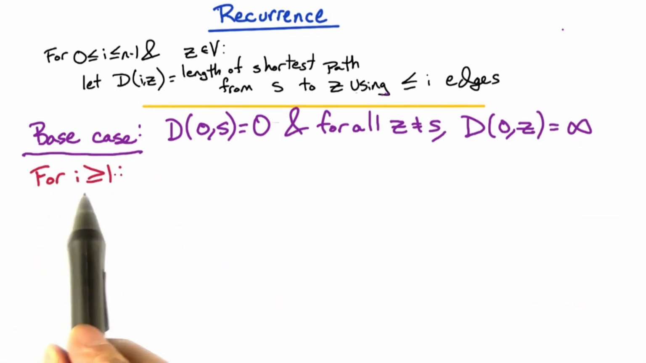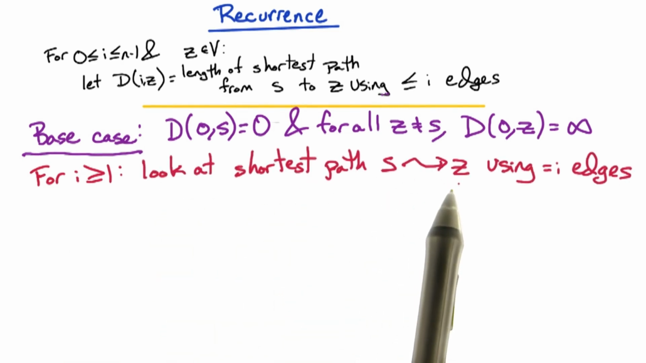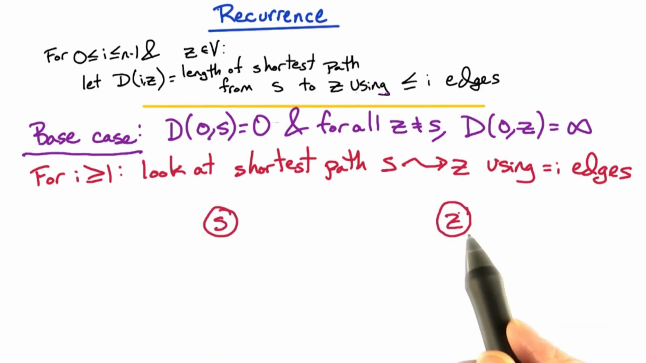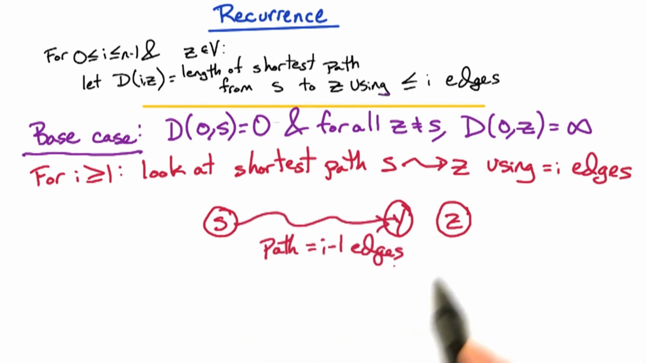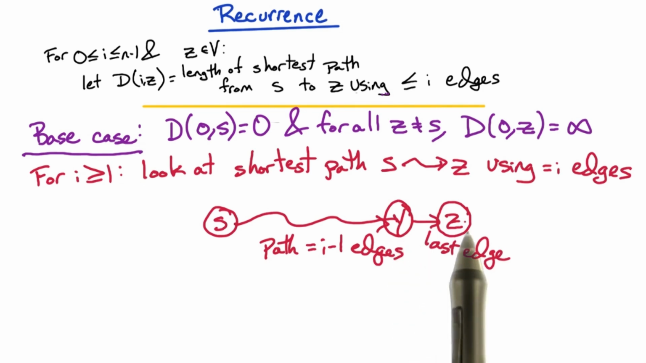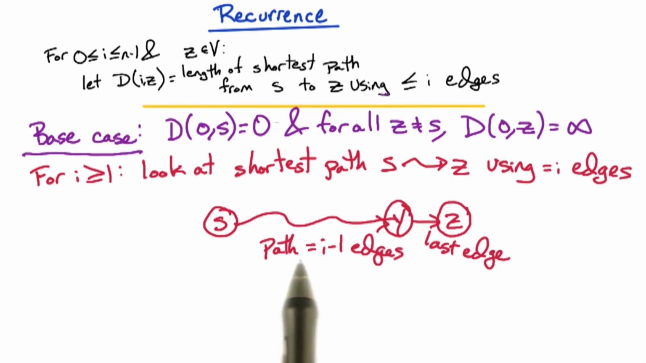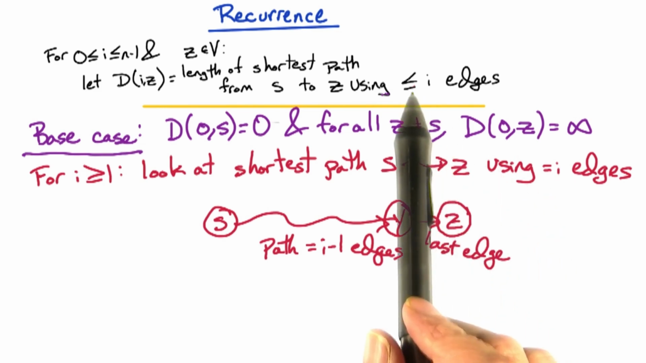Now let's do the case when i is at least 1. And let's look at the shortest path from S to z using exactly i edges. So this path starts at S, it ends at z. There's some penultimate vertex. Let's call it y. So there's a path of length i-1 from S to y, and then there's an edge from y to z. So y to z is the last edge on this path, and the prefix of the path is of length i-1, since the entire path is length i. Now notice our subproblem is slightly different from what we proposed before.